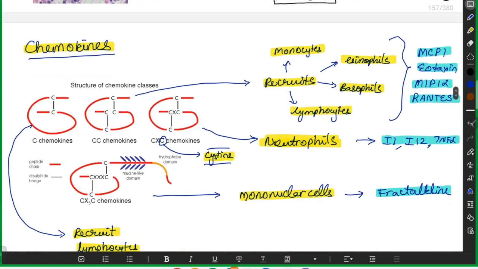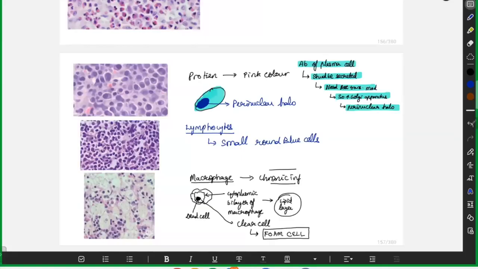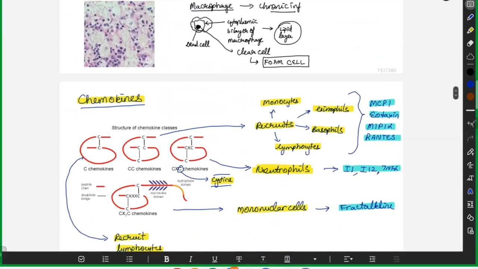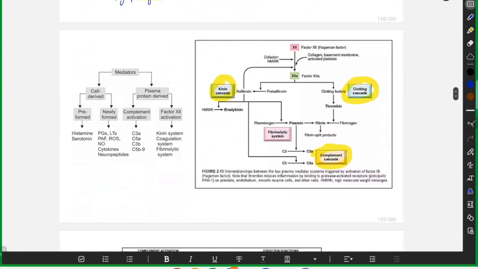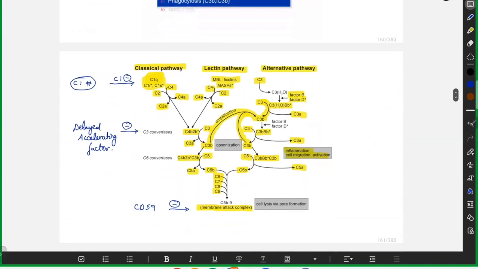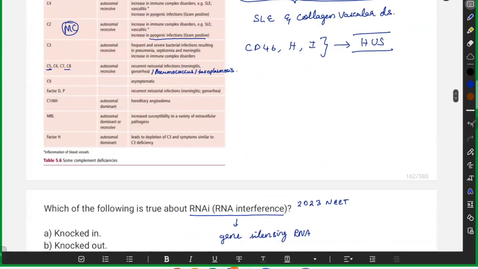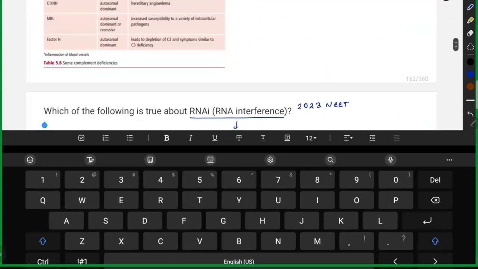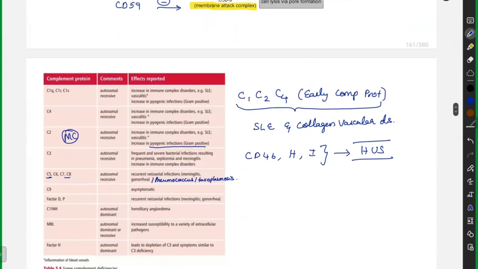Okay, next you are going to have your chemokines. I think I already discussed these chemokines in detail. You are going to see macrophages only in chronic infections. So this is your chemokines, which we have already discussed. These are the mediators, which we already discussed. Complement activation. This is again the complement system, which is given in an easier way. You can take a screenshot of it. And these are the diseases that come in complement deficiencies. Okay, just take a screenshot. This might be helpful for you.